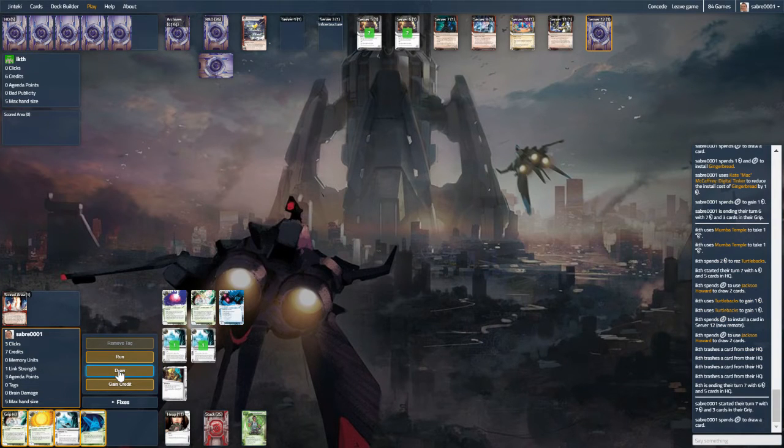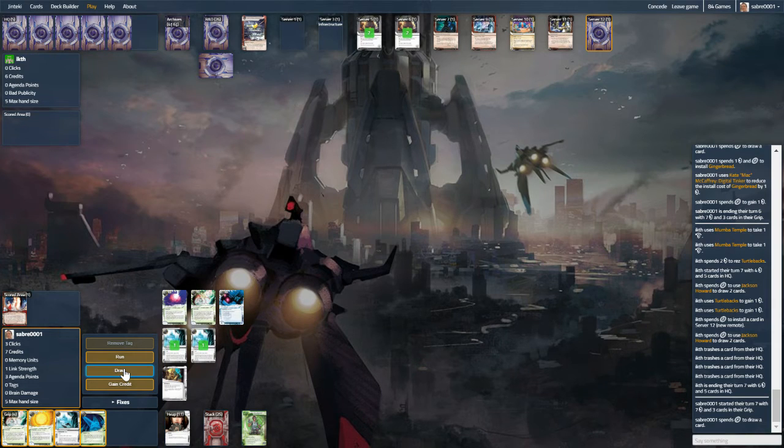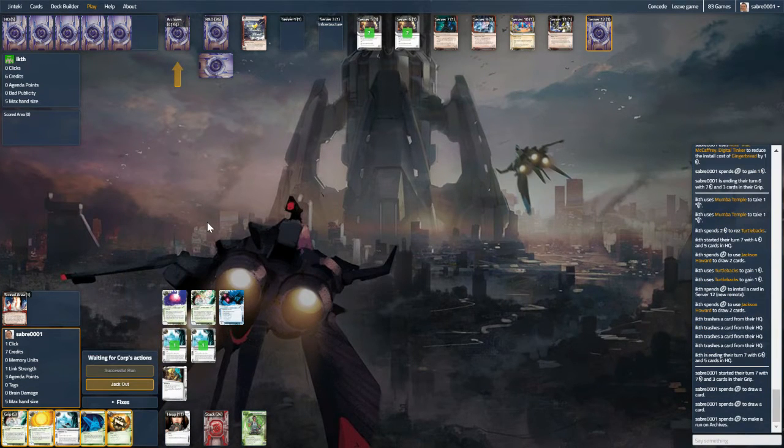Draw. Excellent. So how do we get rid of Jackson? Without taking loads of damage. We don't really need anything in hand. Indexing would be nice, but Jackson can get rid of it pretty easily. So let's take a look at archives.